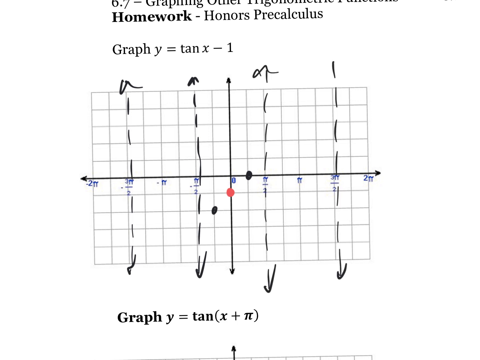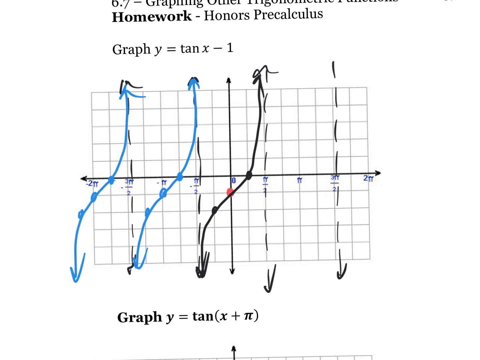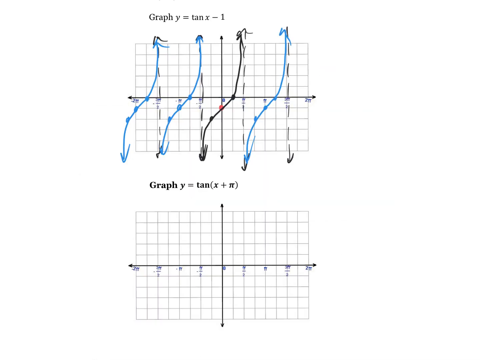Anyone getting sick of these asymptotes? Don't blame you. But tangent, I don't mind too much because we don't have to do too much crazy stuff to it. You good with that, Bob? Yep. Where are we going on this one?